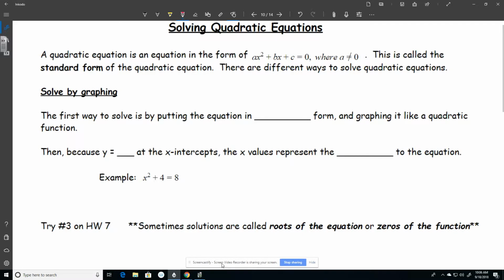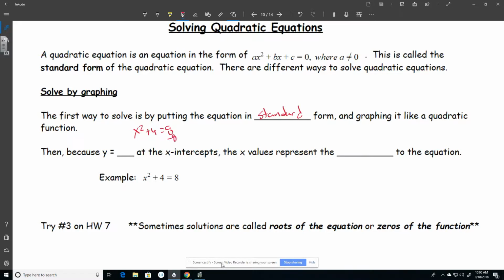So the first way that we can solve these when we set them equal to 0 is by graphing them. So the first way to solve, we put the equation, first of all, in standard form. Remember, that means it's set equal to 0. And then we graph it like we would a quadratic function. So my example down here, x squared plus 4 equals 8. It's not quite in standard form yet because it equals 8. It doesn't equal 0. So I've got to get rid of this 8. I want to turn this into 0.